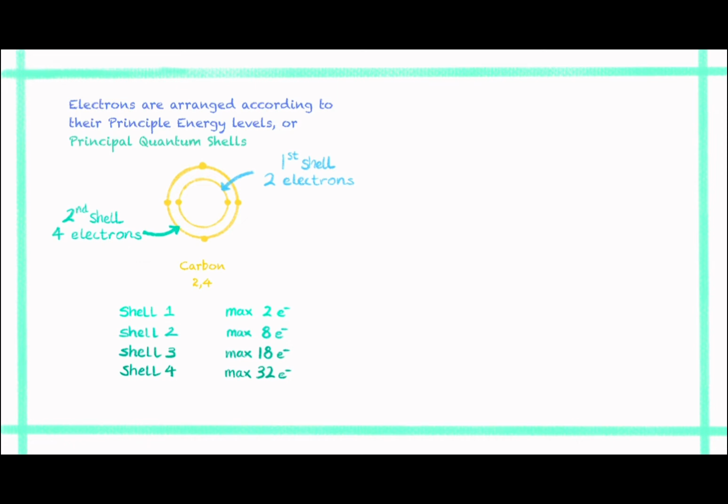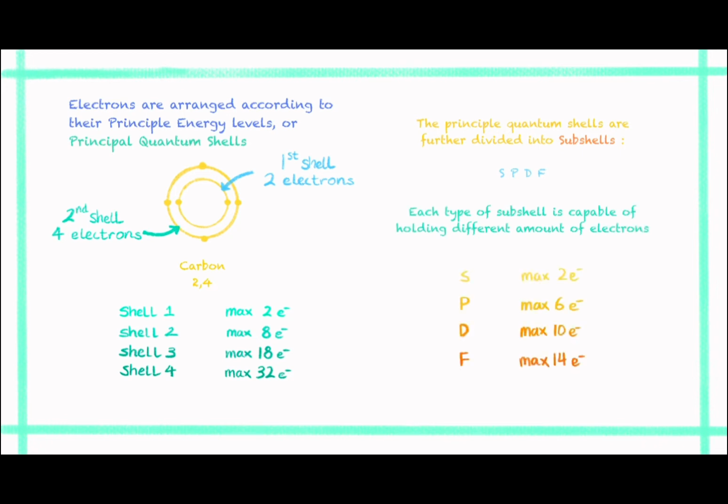orbitals they can own. The principal quantum shells are further divided into subshells S, P, D, and F. Each type of subshell is capable of holding a different amount of electrons. The D subshell, for example, can have a maximum of 5 orbitals, with a maximum of 2 electrons in each orbital.